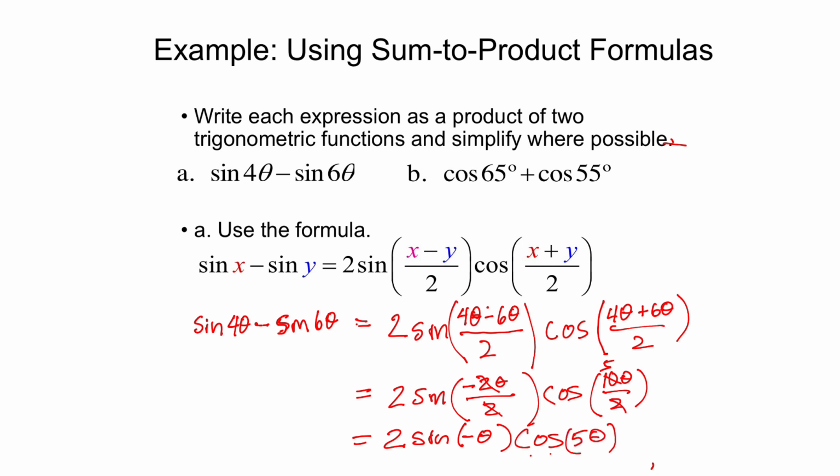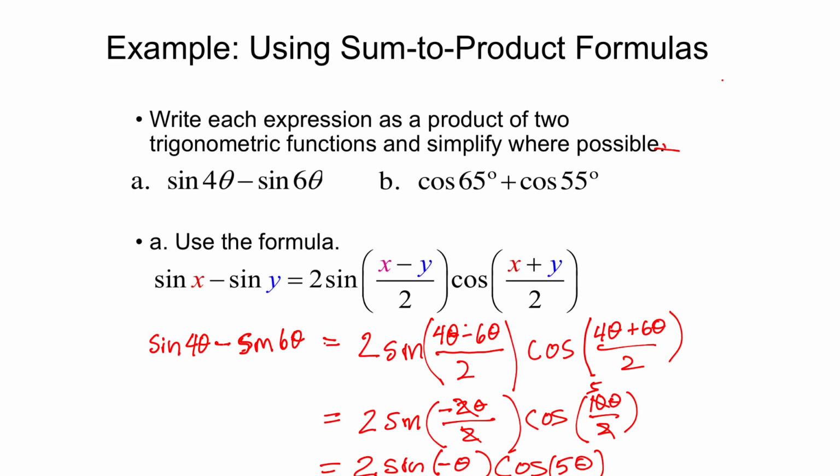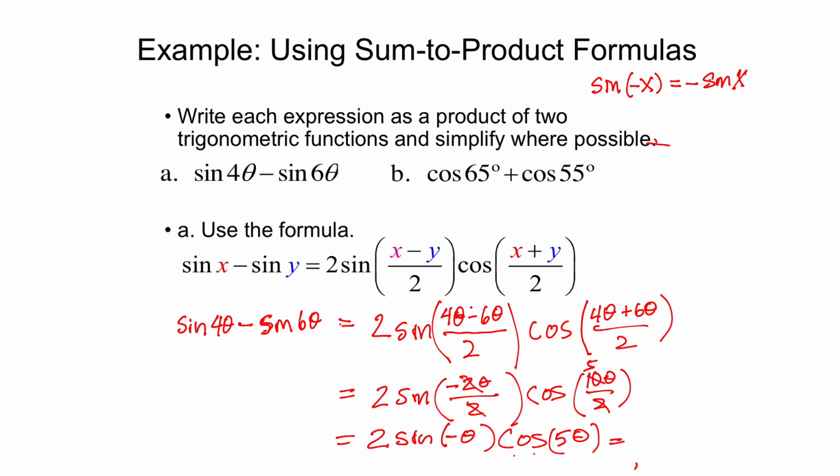And we can take it a little bit longer too, because sine is an odd identity. If you remember, the sine of negative x results in the opposite. So we get the negative sine of x. So I can actually just bring that negative out with the 2 and say this is equal to 2 sine of theta times the cosine of 5 theta. And we've simplified it.